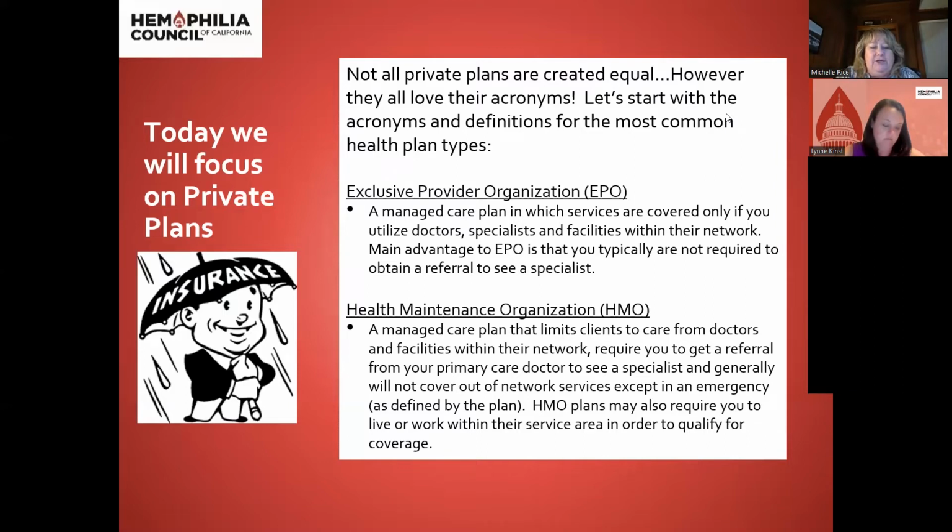So just so that you can understand what those are, an EPO is what they call an exclusive provider organization. These seem to be being used quite a bit these days. It is a managed care plan where services are covered only if you use doctors, specialists, and facilities within their network. The big difference between an EPO and an HMO, which is a health maintenance organization, which have been around forever, I think my very first health insurance plan when I got my job was an HMO. The big difference is with an EPO plan, you often are not required to obtain a referral to see a specialist.